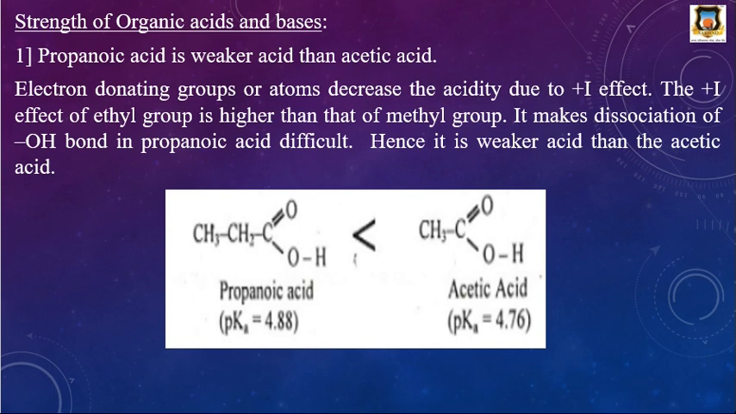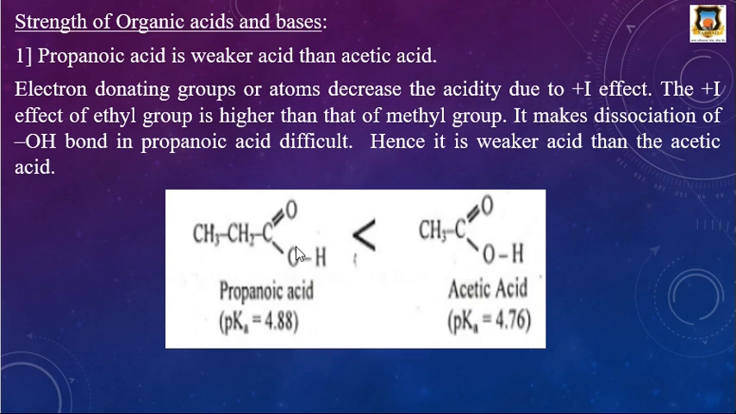Therefore this OH bond becomes strong bond. This ethyl group increases more electron density around this carboxylic group, and therefore this OH bond becomes strong bond. Therefore it is difficult to dissociate this OH bond. But in acetic acid, this plus I effect is less than the plus I effect of ethyl group, therefore there is less electron density around it.